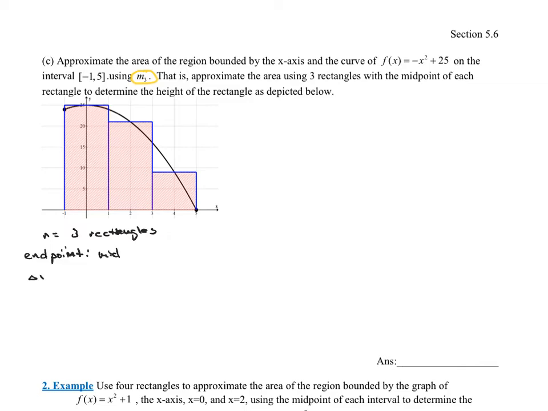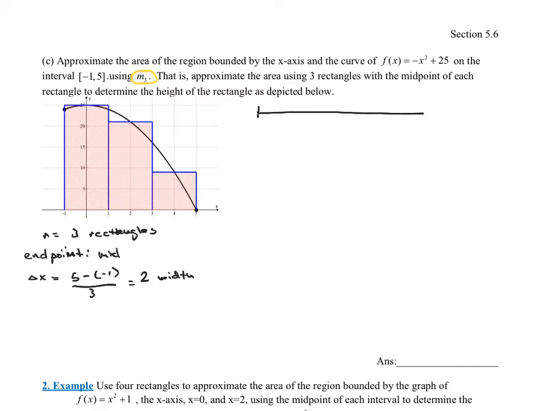Next thing I want to do is figure out what's the width of every single one of my rectangles. Again, it's the right endpoint, which is 5, minus the left endpoint, which is negative 1, divided by the number of rectangles I want, which is 3. 5 minus negative 1 is 6, divided by 3 would be 2. So that's my width of every single rectangle here. That gives me a good starting point.